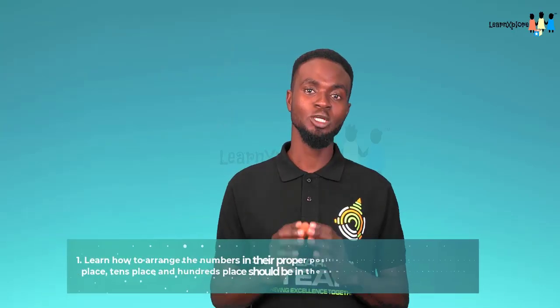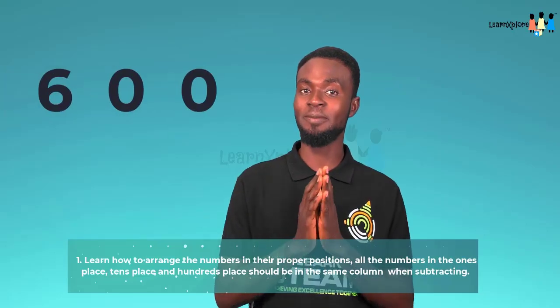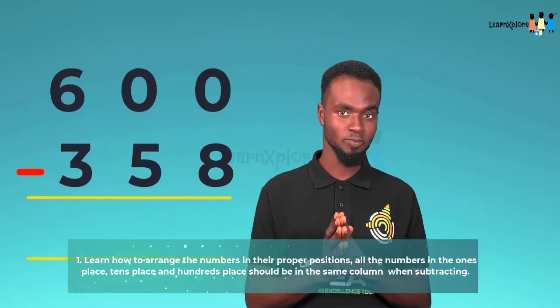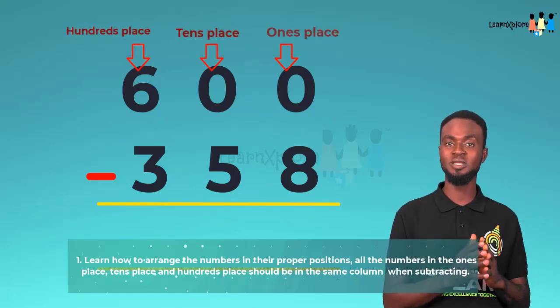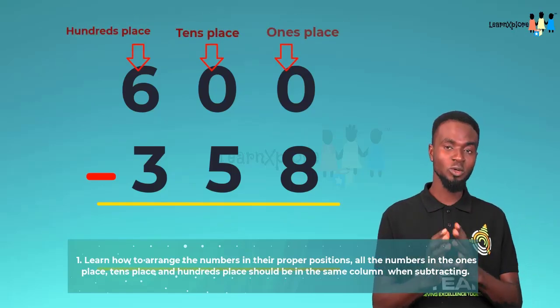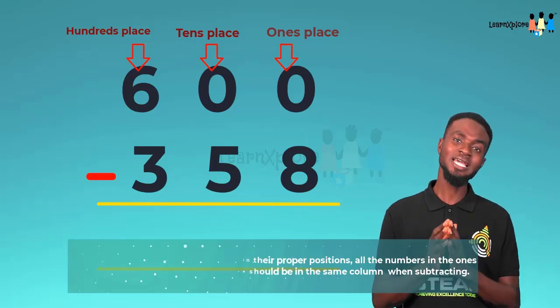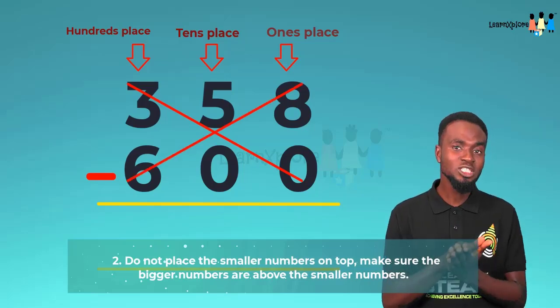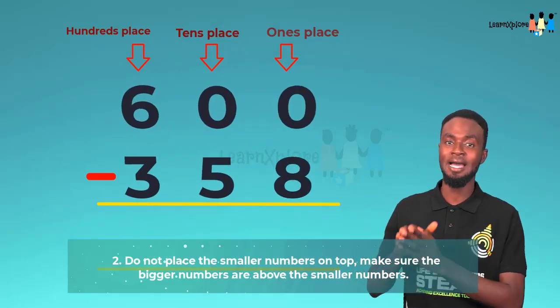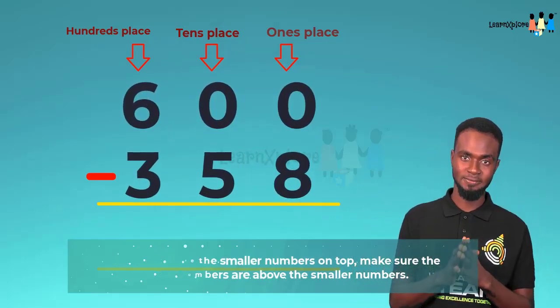Number one, you should learn to arrange the numbers in their proper positions. All the numbers in the ones place, in the tens place, and the hundreds place should be in the same column when you want to subtract. Secondly, do not place the smaller numbers on top. Make sure the bigger numbers are above the smaller numbers.